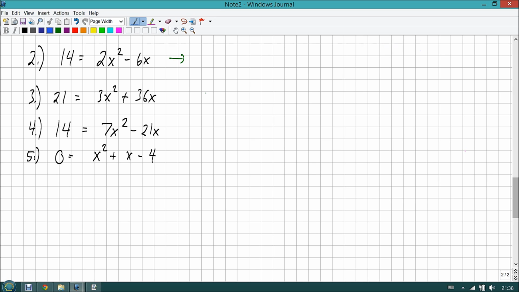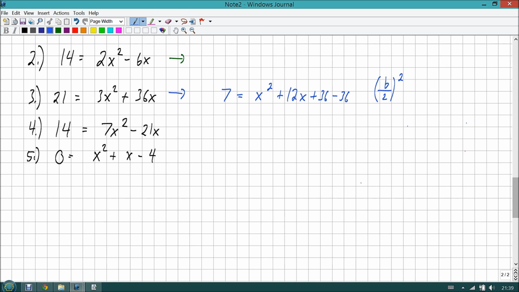For number 3, it's already isolated, but I need to get rid of the 3 first, so I divide both sides by 3. When I do that, I get 7 is equal to x squared plus 12x. Now, from here I need to add and subtract b over 2 squared, which in this case would be 12 over 2, which is 6, and that's 6 squared. So I'm going to be adding 36 and subtracting 36 to this one.